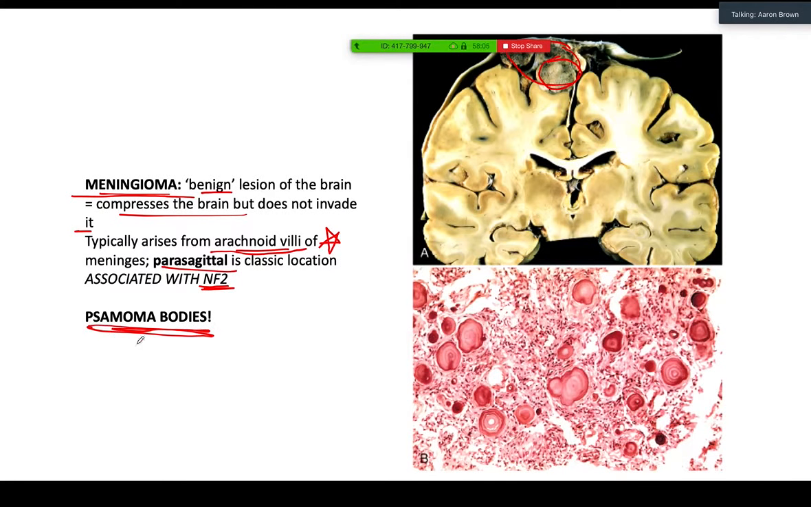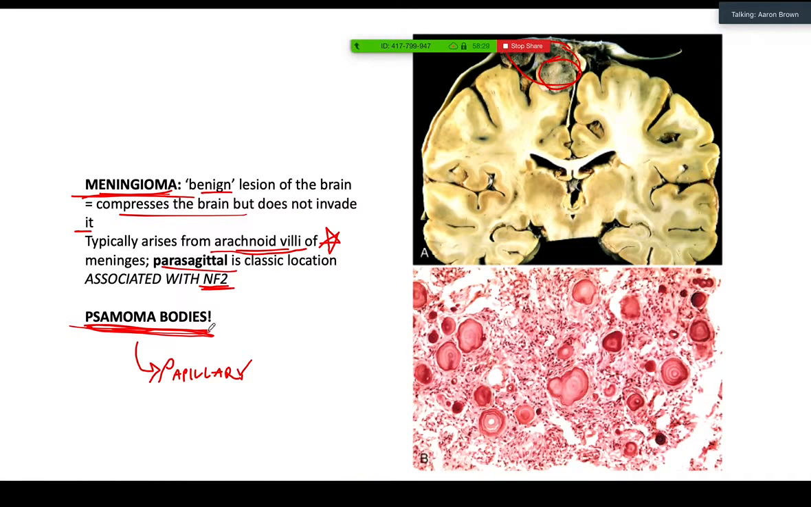The other big thing we can look for here is our psammoma bodies. Not too many conditions in the human body cause psammoma bodies. Meningioma is another one of them. We talked about papillary carcinoma of the thyroid being another cause of psammoma bodies, right? So whenever you see psammoma bodies, that's sort of an easy thing. If they ask you about it, to get that answer right, you do see psammoma bodies in meningiomas.